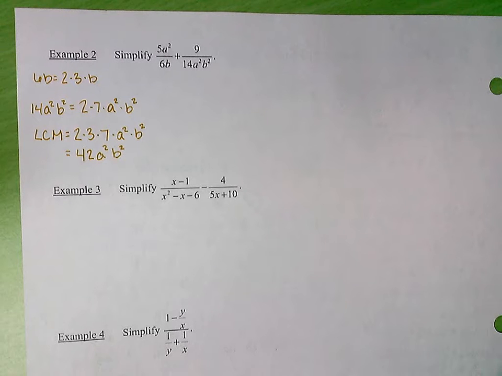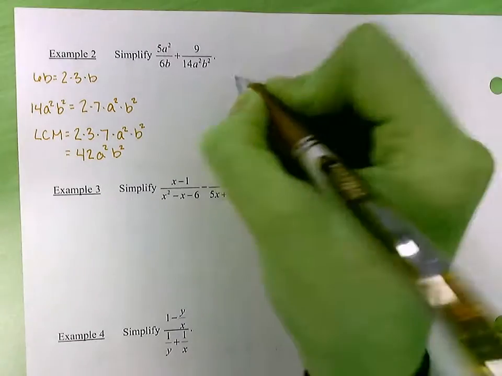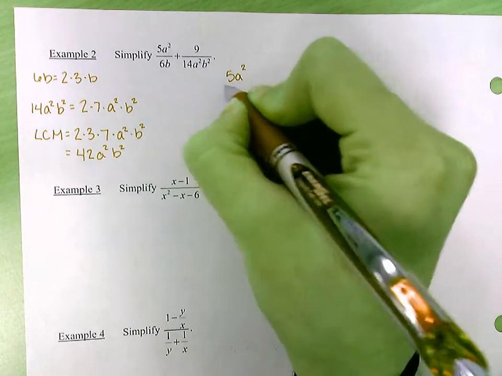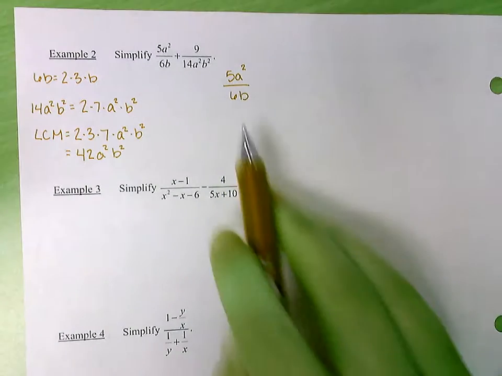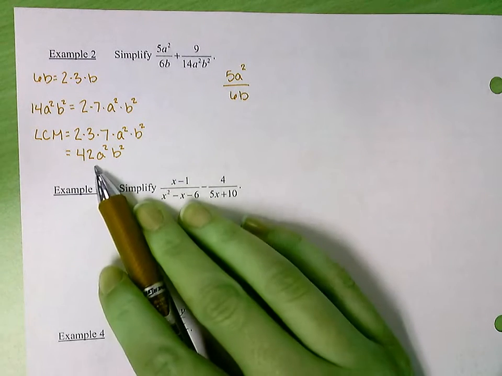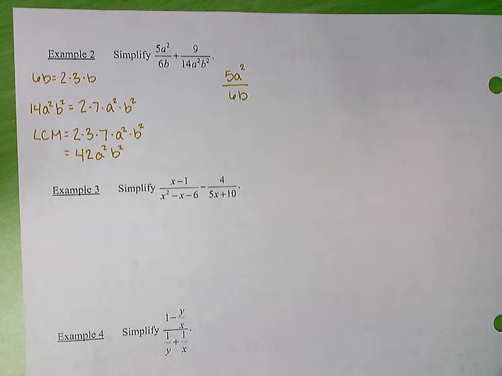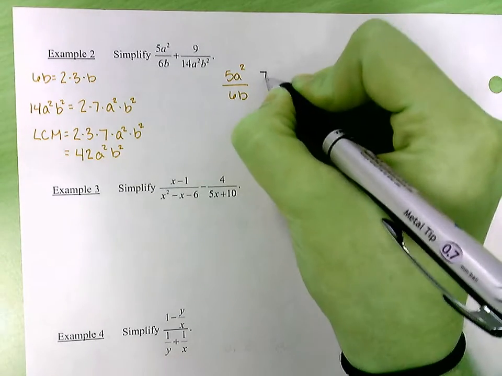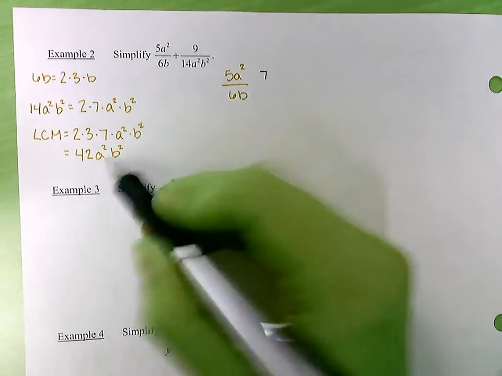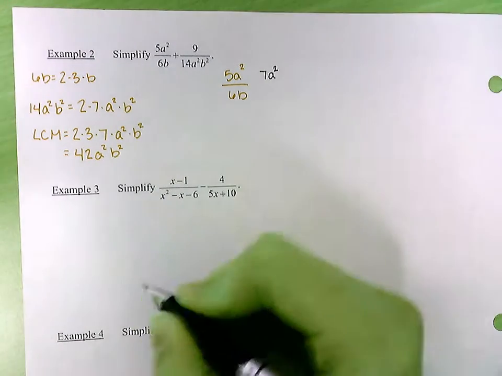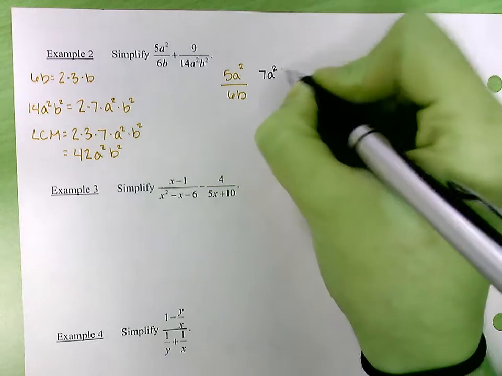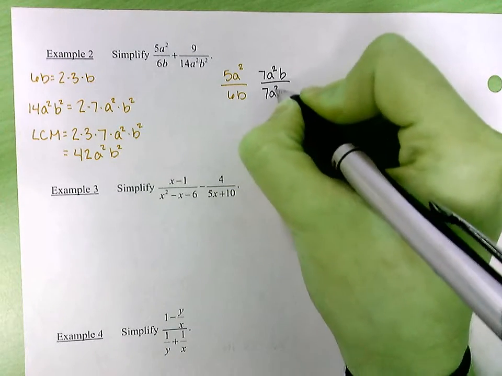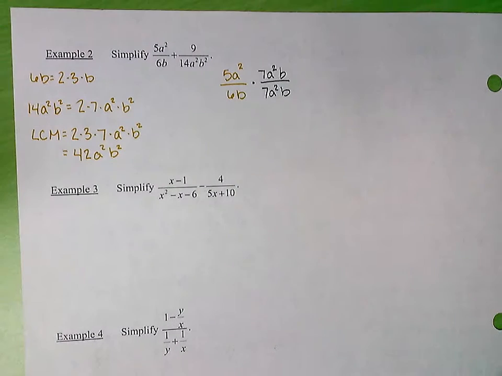So to change your fraction now, I still have 5a squared over 6b. I need to change this 6b into 42a squared b squared. So I have to multiply the numerator and denominator by the same thing to do that. So I need a 7. I don't have an a squared in that denominator, right? So I need an a squared. I have 1b, so I need one more. And I have to do that to the numerator and the denominator. Okay.